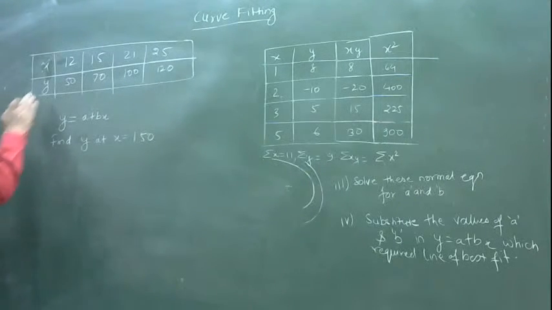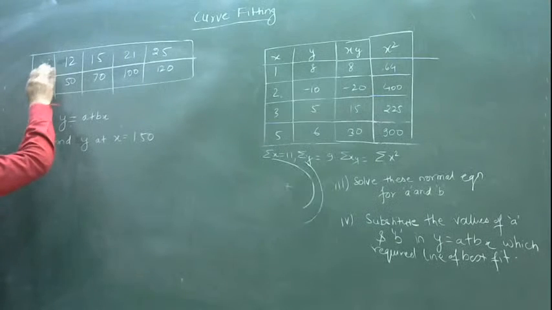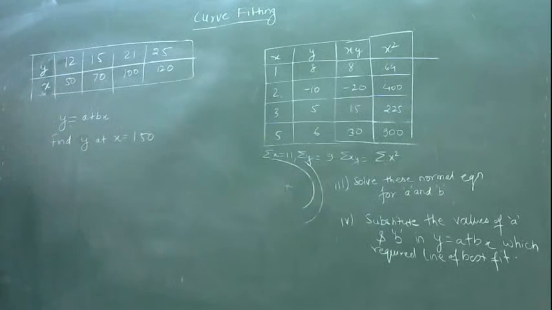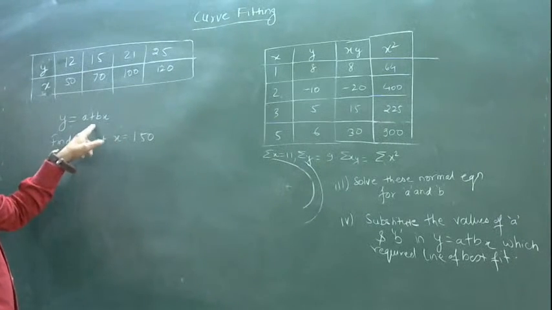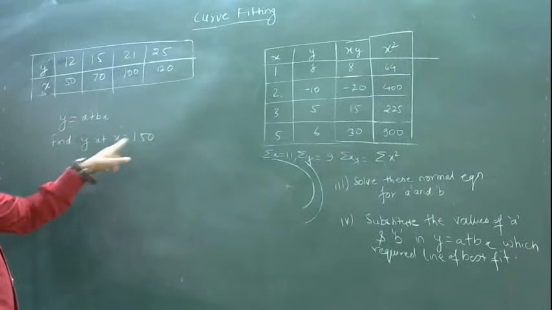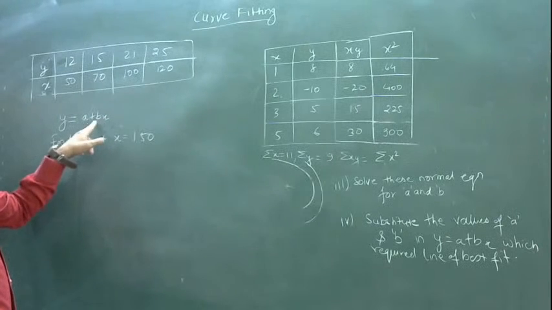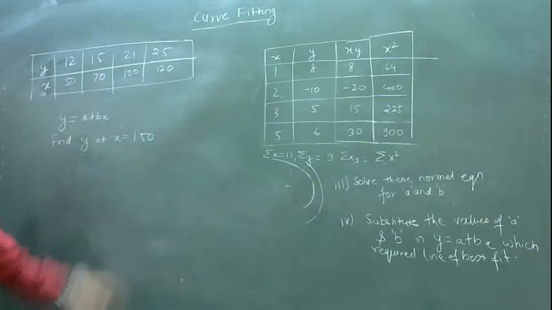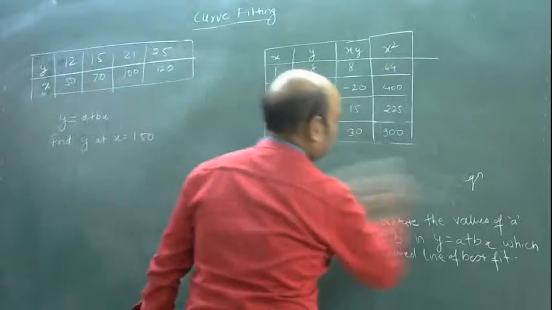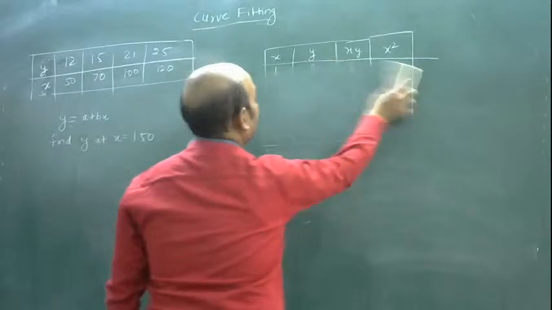So this will be x and this is y. Okay, so these are the values of x and y, and this is the equation of a straight line. So we have to find the value of y at x is equal to 150. So you have to find a and b. If you get this a and b, you can easily find the value of y at any value of x. Okay, so we will go with the method of least squares. Okay, so let's prepare a table.